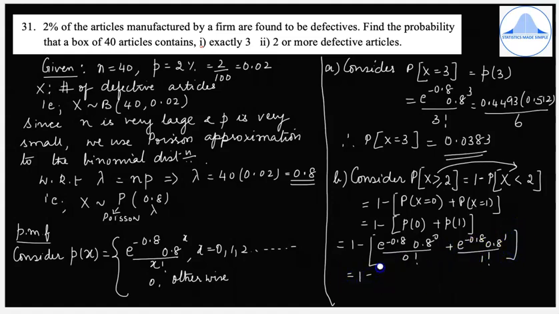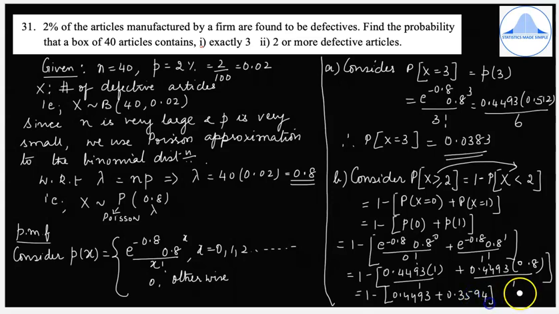So this is 1 minus 0.4493 into 1 divided by 1, plus 0.4493 into 0.8 divided by 1. So which is 1 minus 0.4493 plus 0.3594. So the final answer on simplification is 0.1913. So add these two and subtract from 1, and then you should be getting 0.1913.